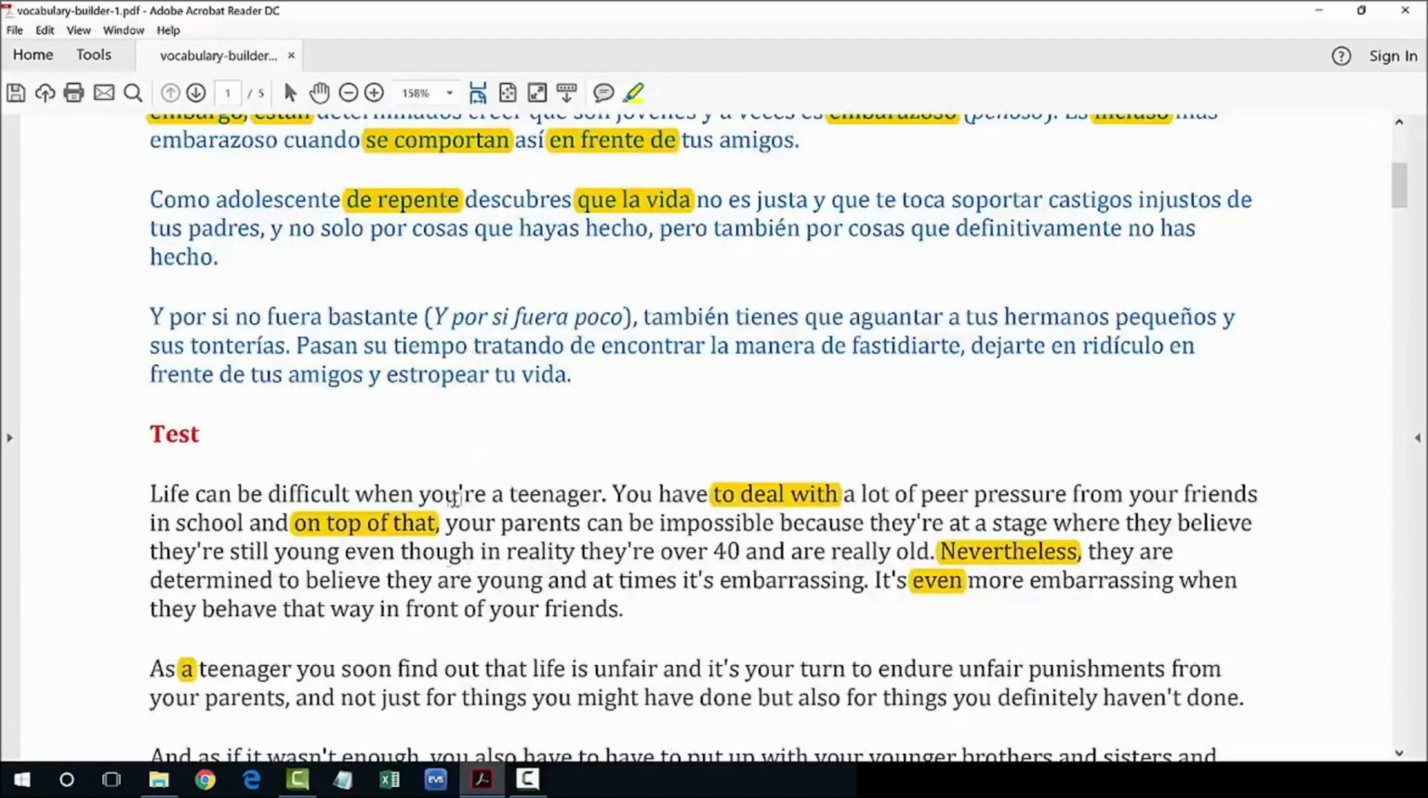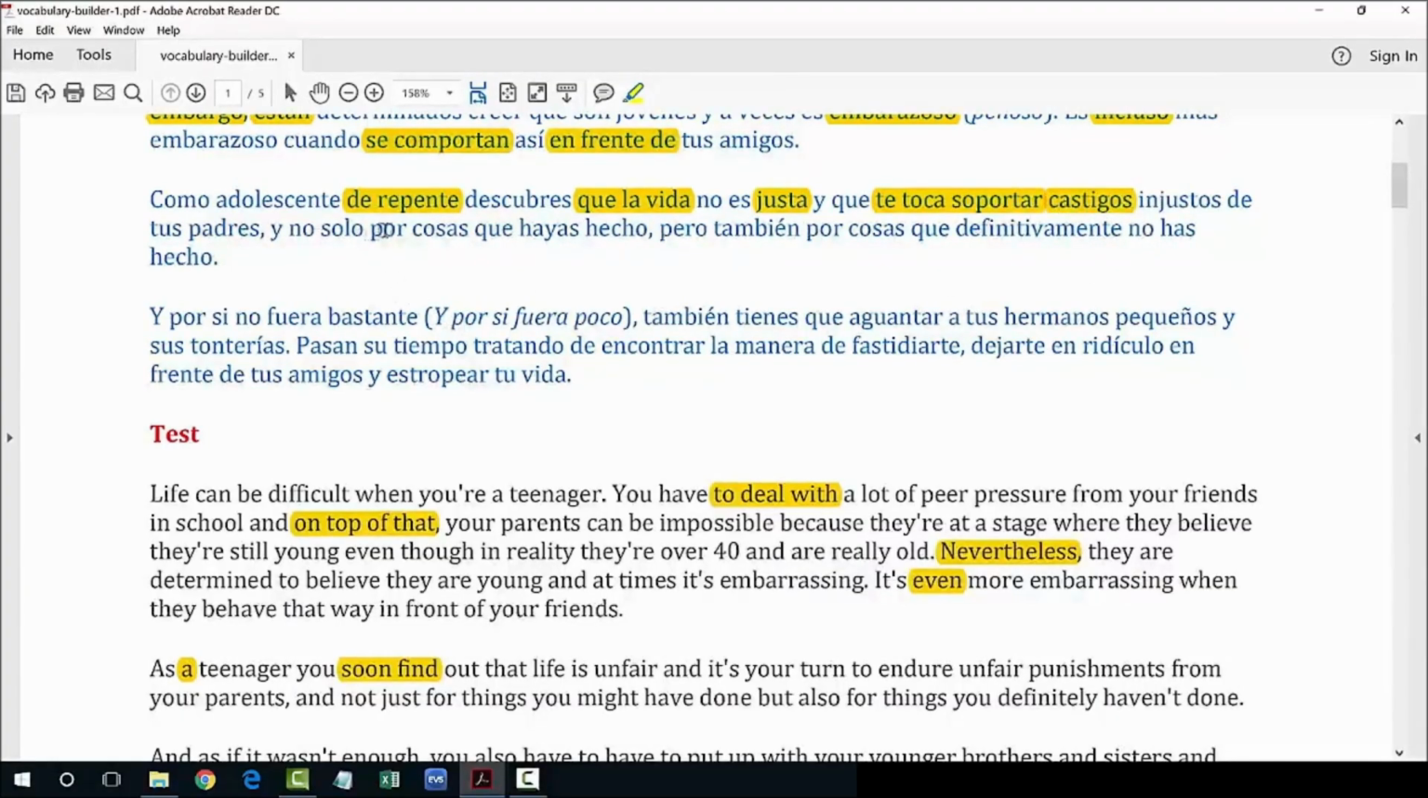It doesn't quite match with the English translation because we have you soon find out. But for me, the most natural way to say this in Spanish is that de repente descubres, you suddenly discover that life isn't fair. So justa is the word for fair. Notice this next phrase here, te toca soportar. Te toca means it's your turn. So it's your turn to endure unjust punishments. Punishments is castigos, and injustos would be unjust or unfair.